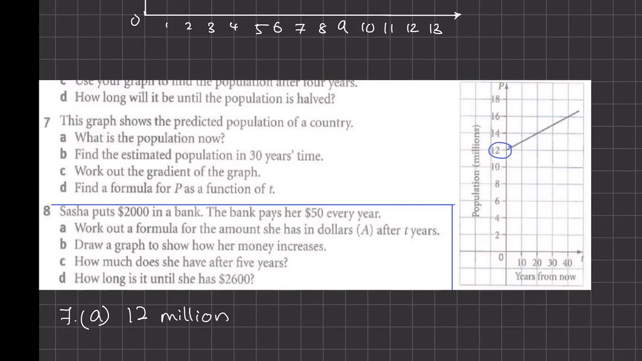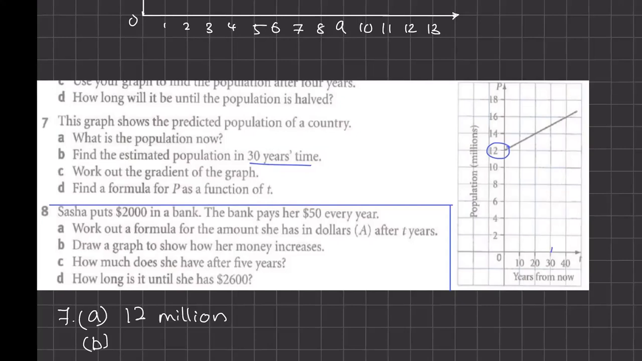Next one, find out the estimated population in 30 years' time. So they gave you a graph. So in 30 years' time, we need to just backtrack it. 30 years right here. We go really straight right here. It's right in the middle of 16 and 14. So I'm just going to say 15 million.